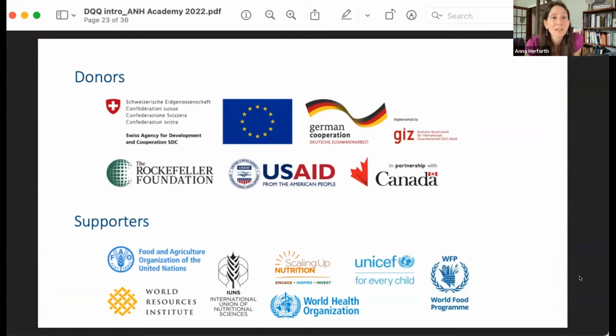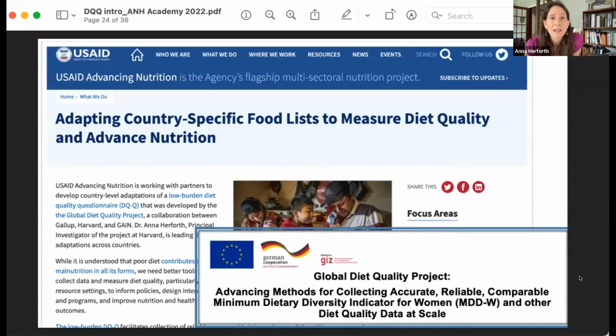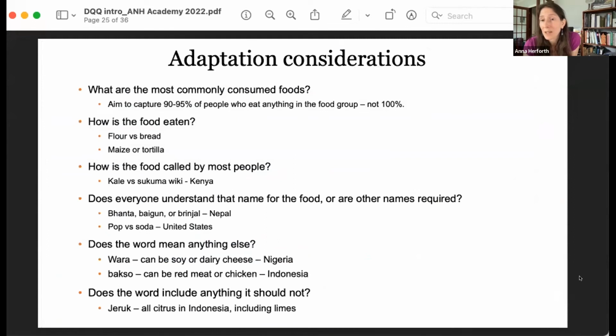And in particular, these two grants on the topic of adaptation from USAID and the EU and BMZ through GIZ, on specifically adapting the DQQ for countries to produce these ready-to-use tools. So we're next going to go into an activity to actually try out some adaptation work and experience that process.